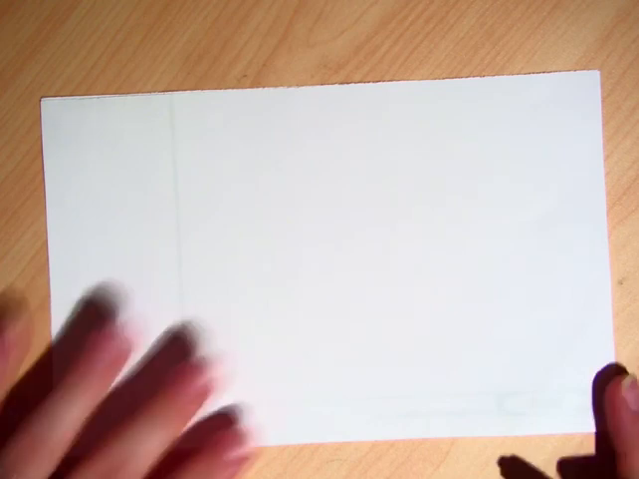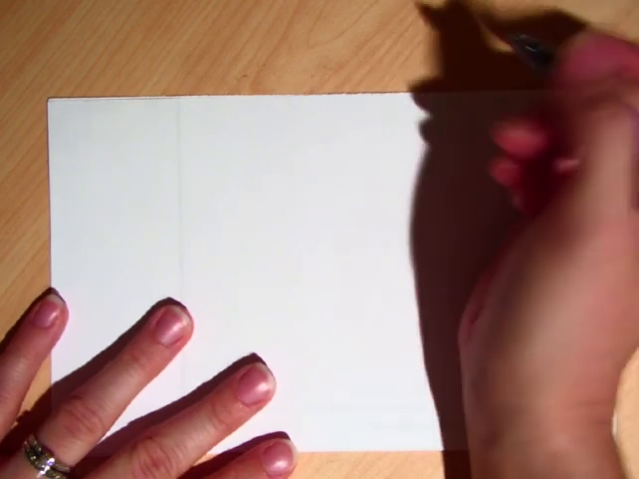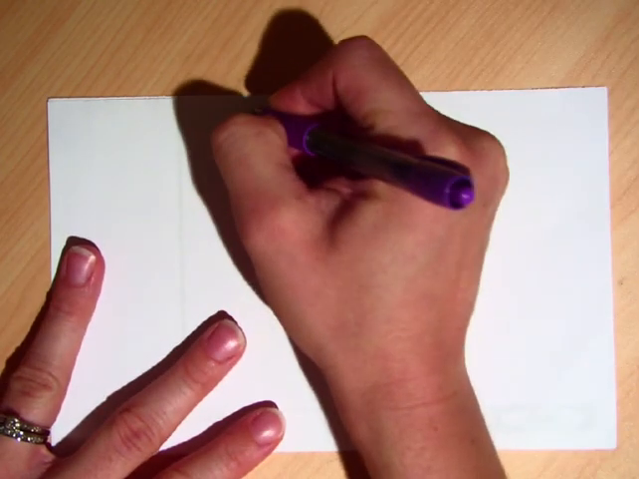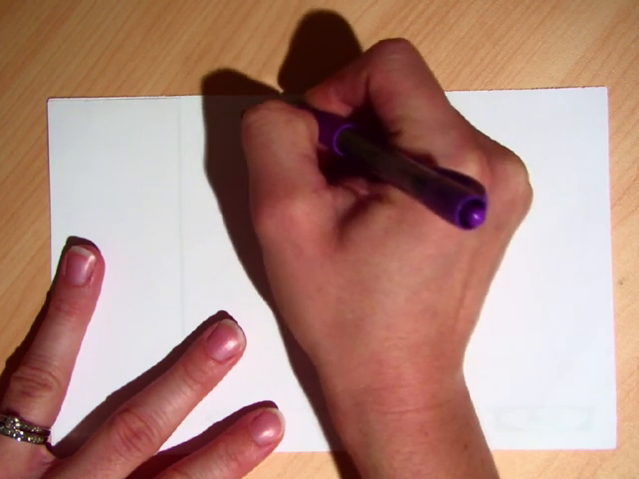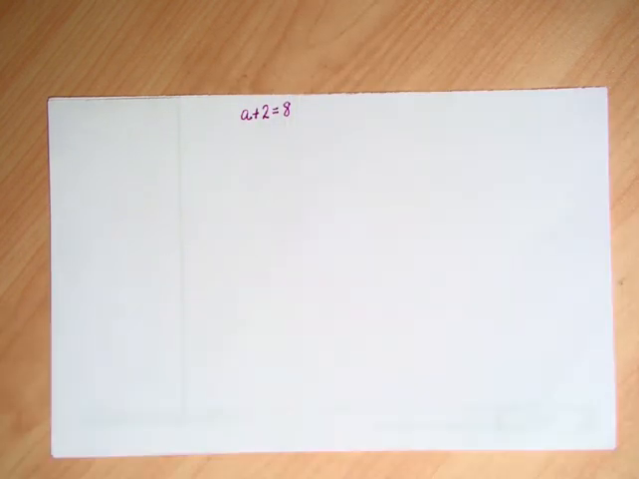In today's lesson, we're going to solve one-step equations. When we solve one-step equations, our goal is to find the value of the variable. What does the variable represent? All right, let's start with our first example, and I'm just going to write them out today. Our first example is a plus 2 equals 8. Now, we want to find out the value of a.